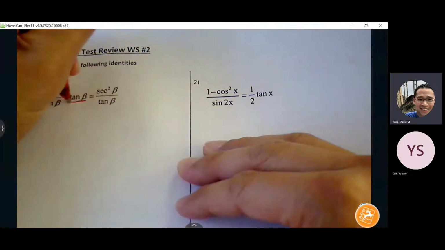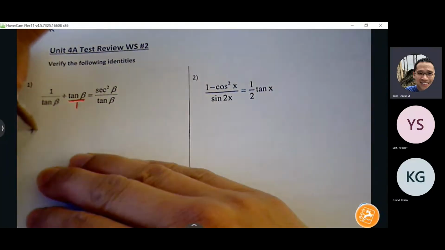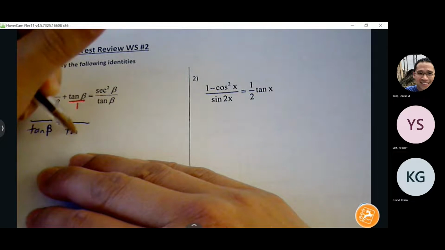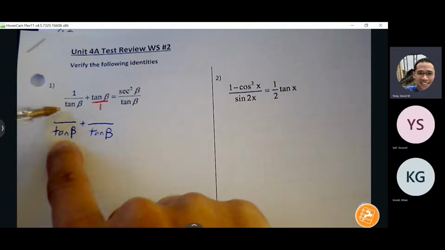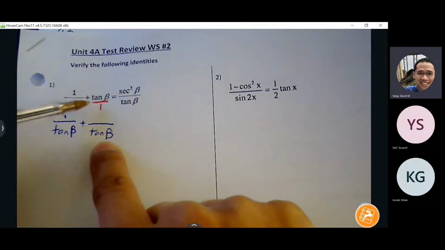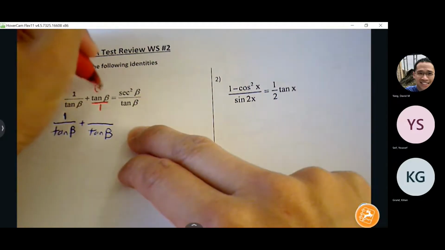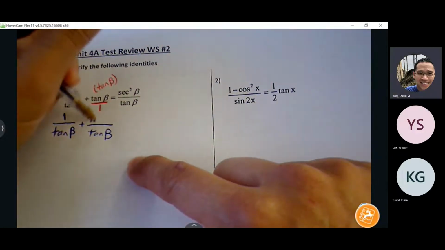I can think of this as tangent over 1. Okay, so what's our common denominator? Tangent. Okay, need to balance the fraction. The first one, the denominator does not change, so I can just bring down that 1. Second denominator, there is a change. This 1 is missing a tangent b, so I need to multiply the top by tangent b as well. Tangent times tangent is tangent squared.